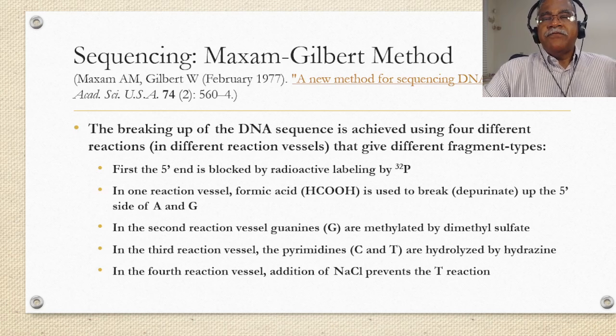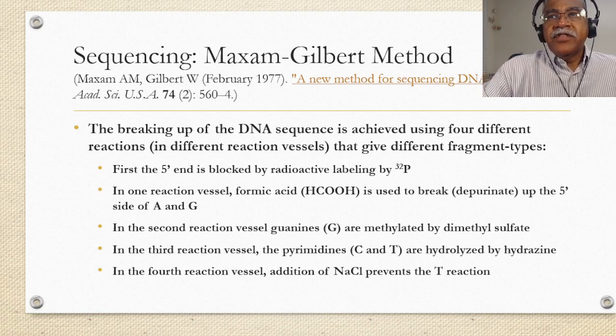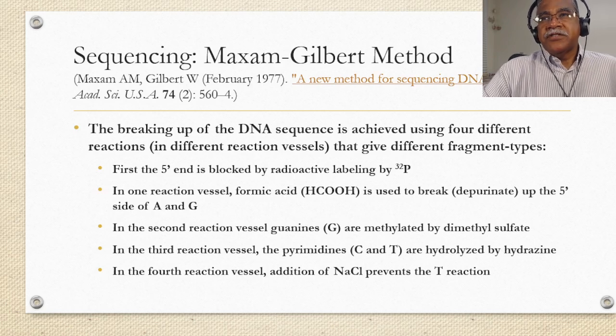So you block the 5' end, the phosphorus, and remember the structure of DNA, right? We have the phosphodiester backbone. So in one reaction, you put formic acid to break or depurinate. So now what happens is, when you depurinate it, remember the purines, adenine and guanine. So you depurinate the 5' side. So you basically break apart the A and the G.